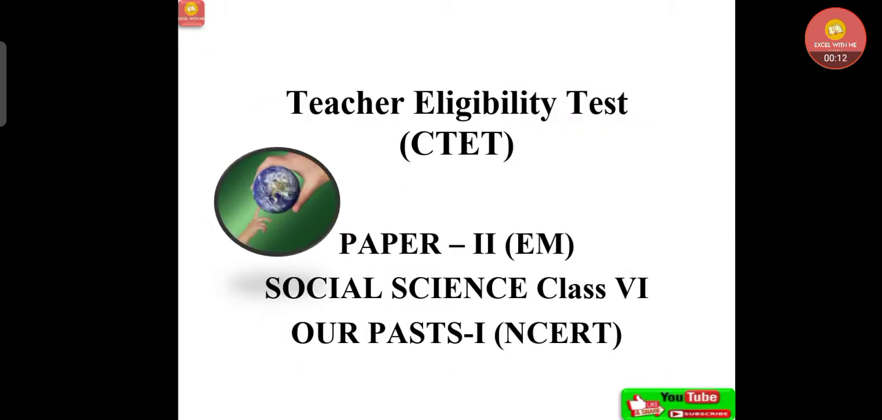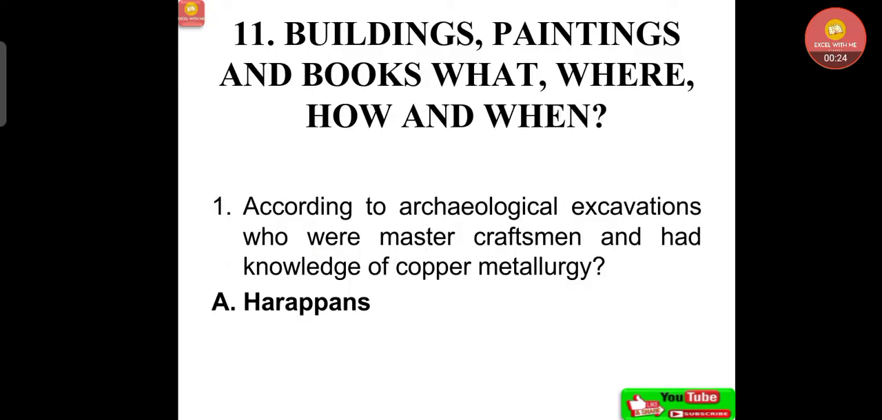Let's start today's class, that is CTET Central Teacher Eligibility Test Paper 2 Social Science Class 6, Our Pasts 1 History from NCERT, the last chapter of this part, that is 11th chapter, Buildings, Paintings and Books, What, Where and How, When. Let's start with the practice questions.